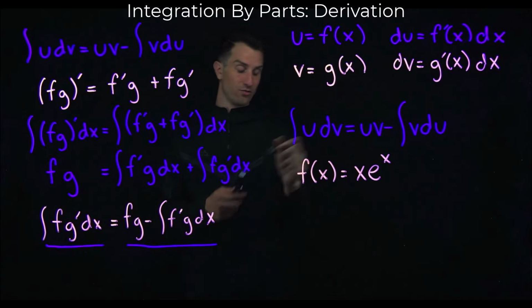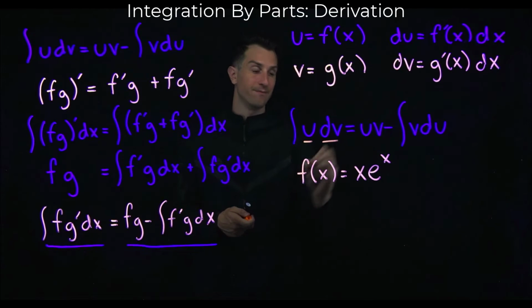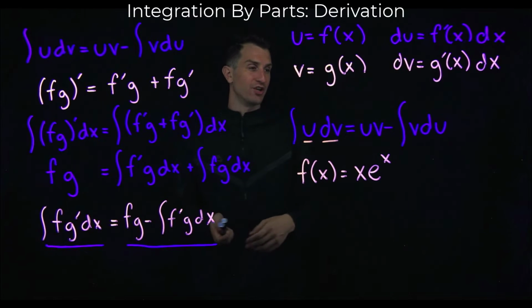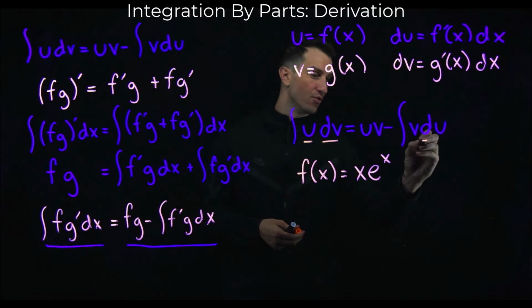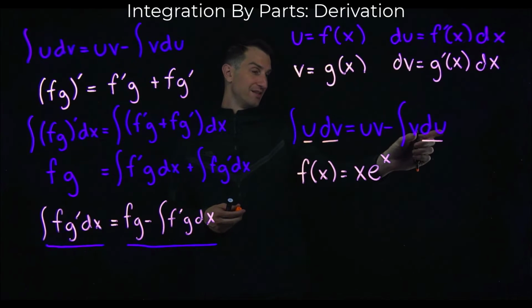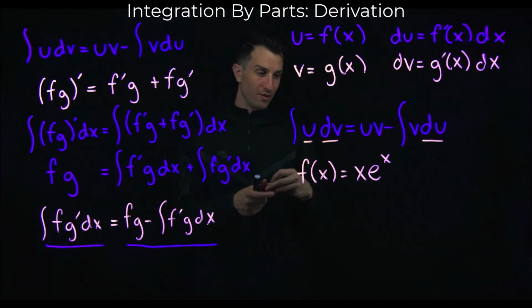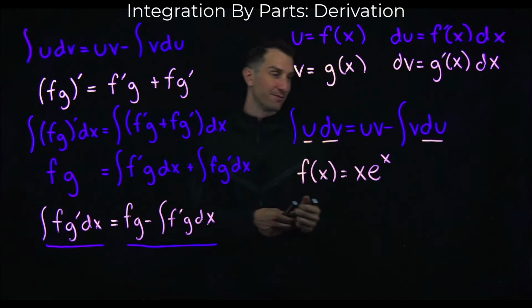So in this case, you're setting one of them to be u and the other one to be dv. So the question is, how do I know which one's which? The key thing to look at here is this du. In my integral I have a du, so I should set my u to be the piece that makes my integral easier.